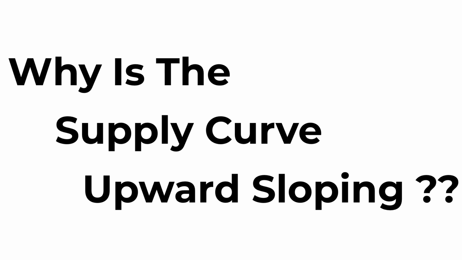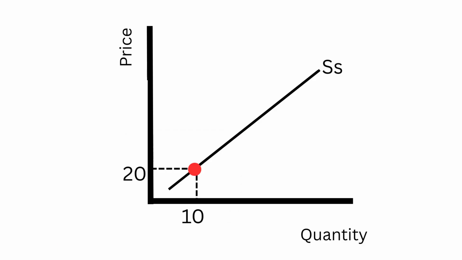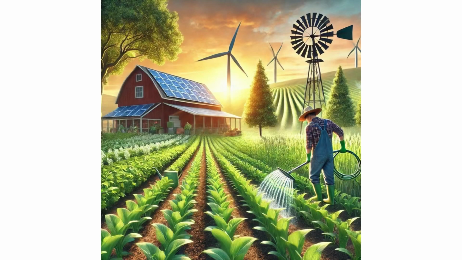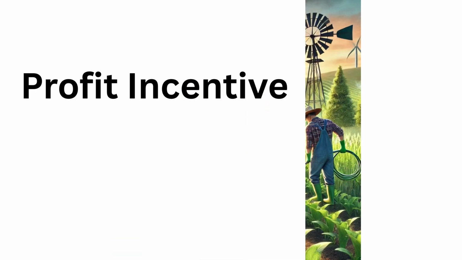Well, the supply curve slopes upward simply because as price rises, the producers are more willing and able to supply more of the product. In this video, we will be explaining two main reasons why the supply curve is upward sloping. Firstly, it's because of the profit incentive, showing that higher prices mean that producers can earn more profit, which motivates them to increase their production.